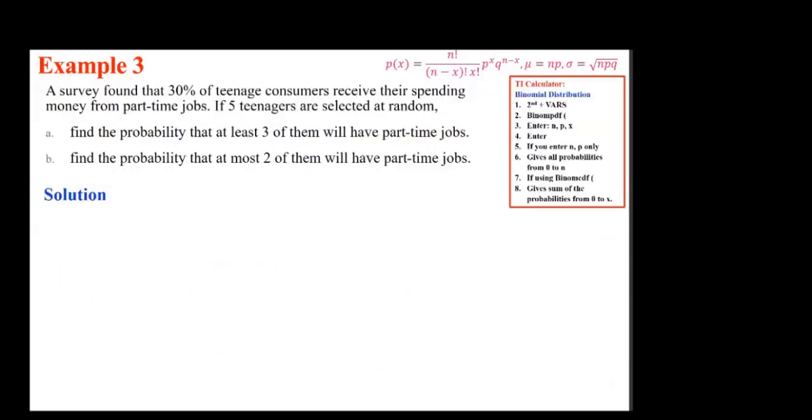A survey found that 30% of teenage consumers receive their spending money from part-time jobs. If 5 teenagers are selected at random, find the probability that at least 3 of them will have part-time jobs. Find the probability that at most 2 of them will have part-time jobs.